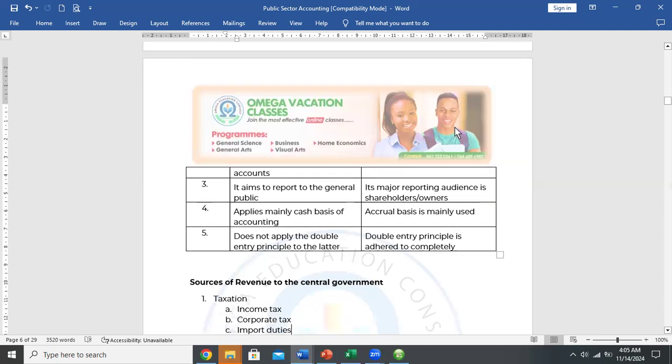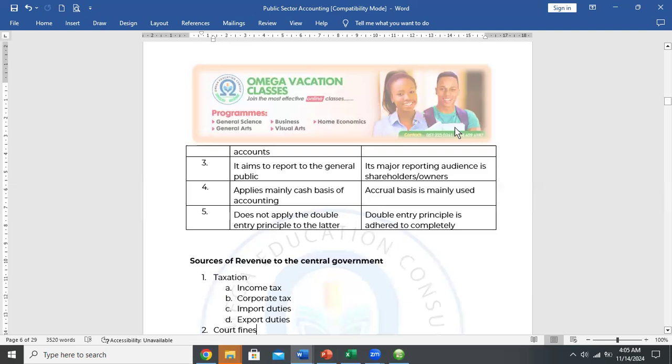Okay, we say the public sector accounting does not necessarily apply the double entry principle to the latter. Please, key point there, to the latter. So it applies, but not so much bothered about the double entry principle. Okay, but under the private sector, double entry is completely adhered to. We don't joke with double entry when it comes to the private sector as compared to the public sector.